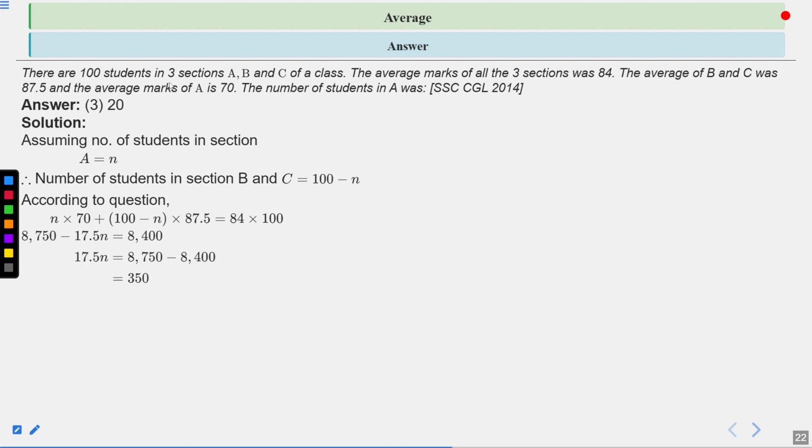So when we simplify it, what do we get? We get 8750 minus 17.5n equals 8400. So when we simplify it, we get 17.5n equals 8750 minus 8400, which equals 350. Hence, n will become 350 upon 17.5. So when we simplify it, we get 20. So the third one is the correct answer. The number of students in A is 20. Next one.